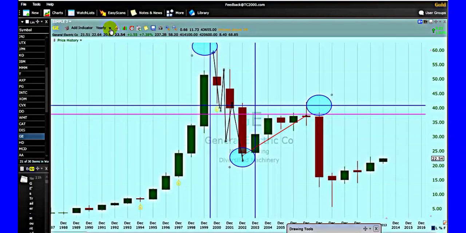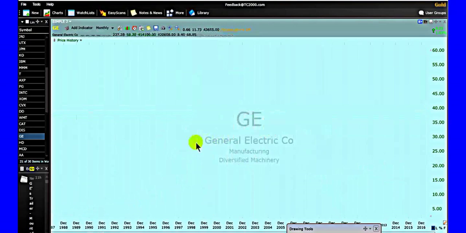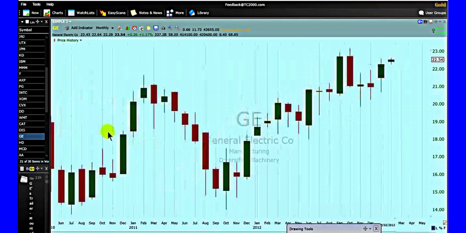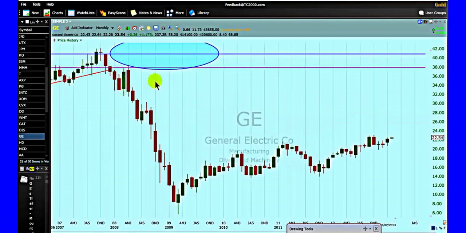We want to zoom into it, not zoom out. We want to zoom into it, like a macroscope. We'll go to a lower time frame. I will use monthly charts to show you the 5 waves. I've already drawn them to save time.